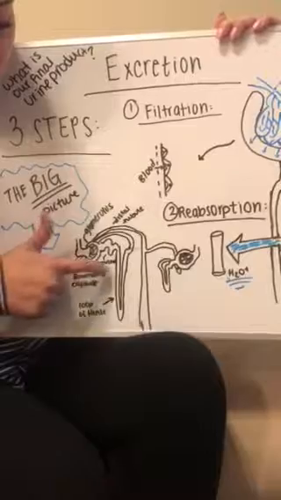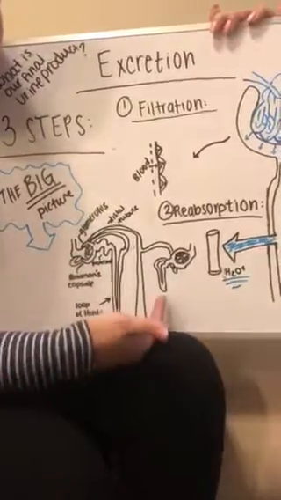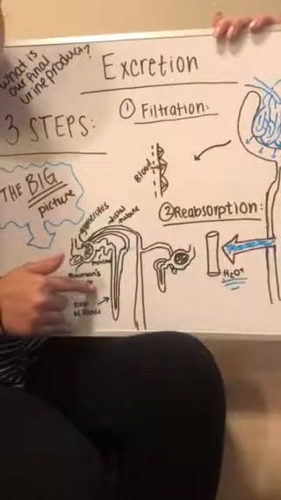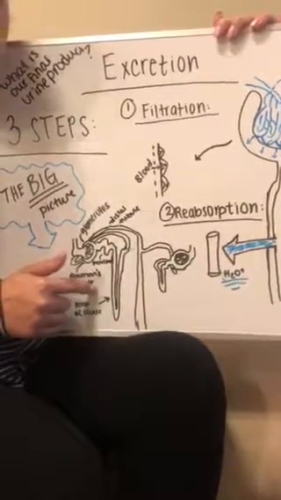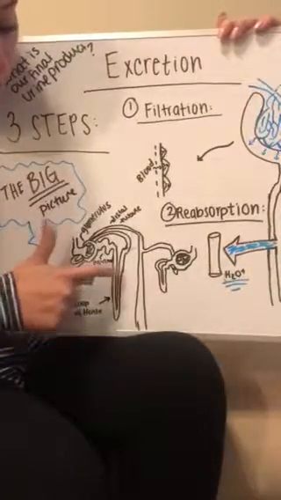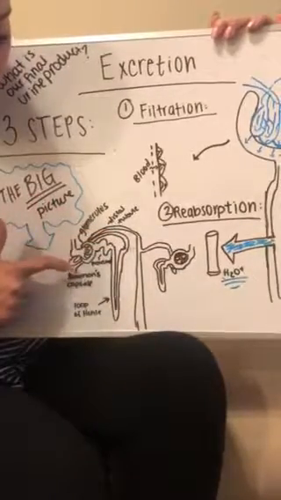Then we're going to work our way down to the loop of Henle. Some are long, some are short, as you'll see here. This is where salt concentration occurs. So this is how we concentrate our urine. Then we're going to work our way up to the distal tubule. So it kind of wraps around here.